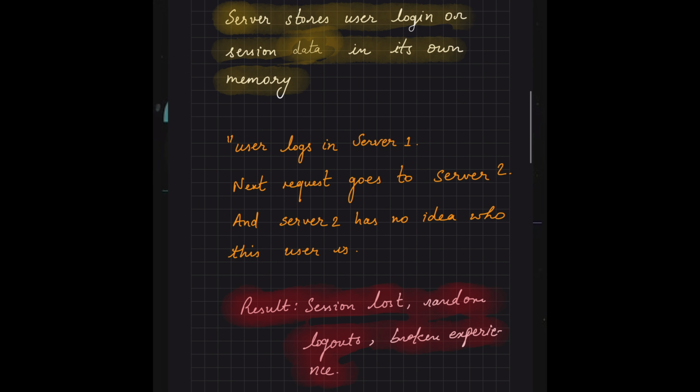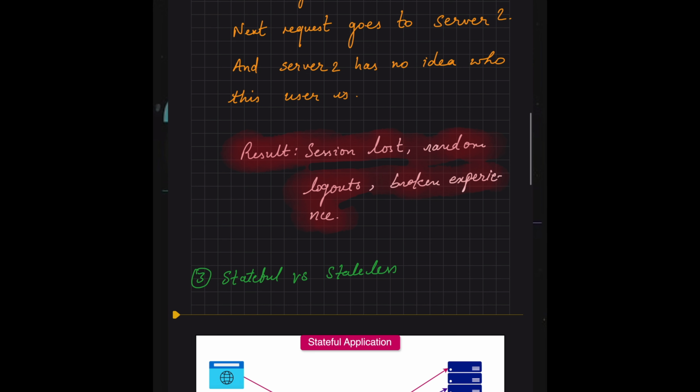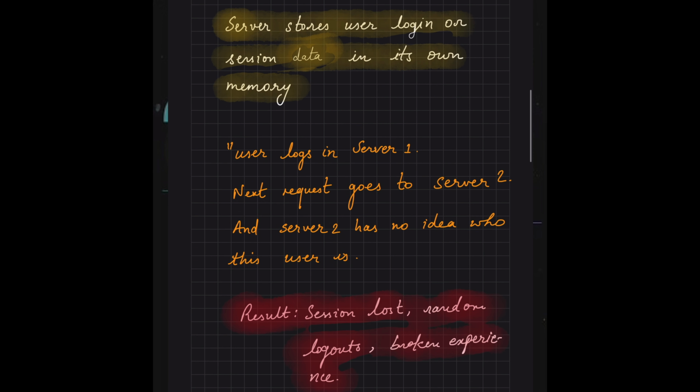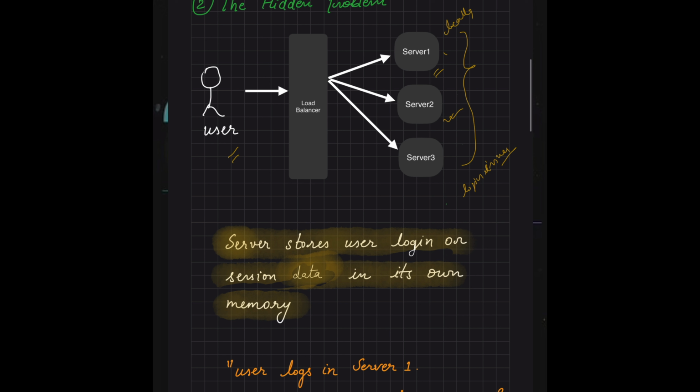Due to this problem we will get session loss. Server 2 doesn't have any idea who this user is, and due to this the user can face logouts, and it would be a very broken experience for the user. Whatever situation we just discussed is of a stateful architecture problem; in a stateless architecture it can happen.